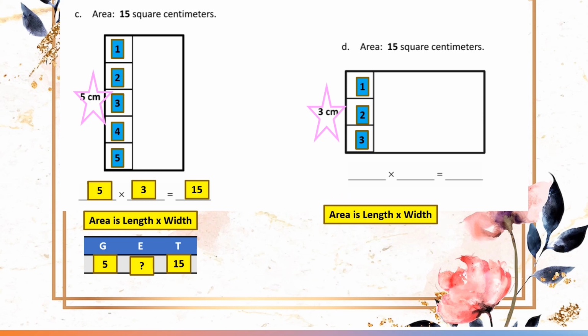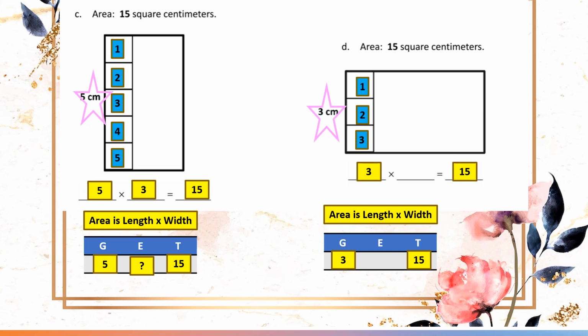So because we know one side and we know the total, we can whip out our handy dandy Get chart to help us along the way. So we have 3 rows or 3 groups. And the question is, 3 groups of what equals 15? 3 times what equals 15?